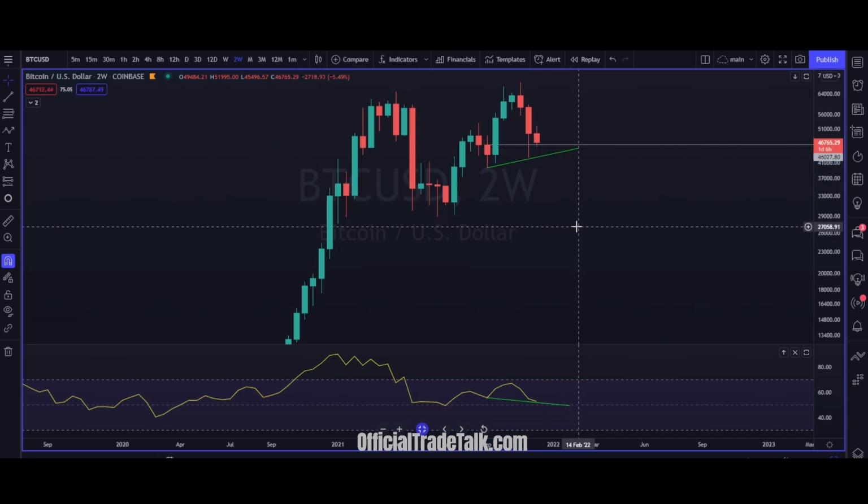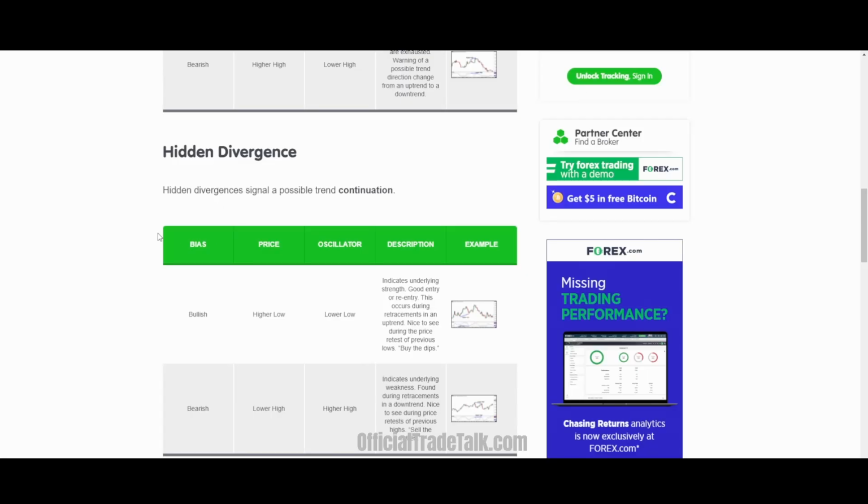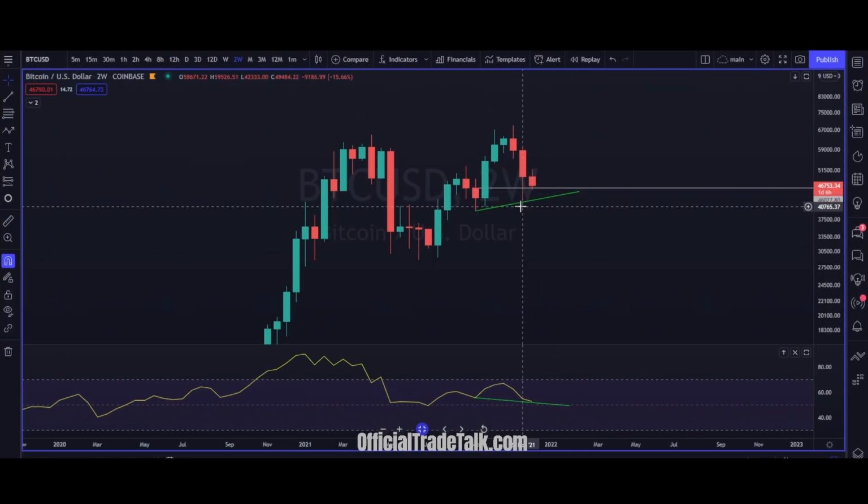If you want to learn about bullish divergence, regular divergences, and hidden divergences, you can do so by going to babypips.com. I am not affiliated with babypips.com. I am not getting paid for this. This is not an advertisement. It is simply a free tool that you can use to learn how to distinguish the differences between all the different divergences that are out there. So yeah, there you go. Hidden bullish divergence coming in there as well.